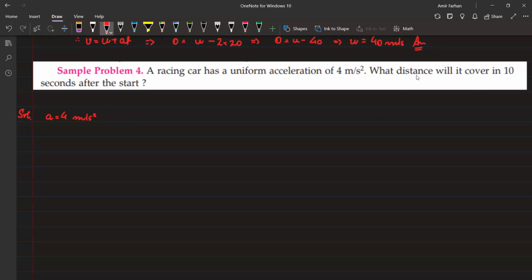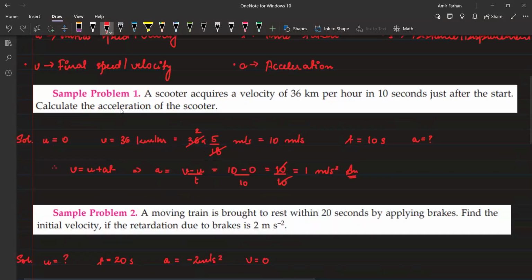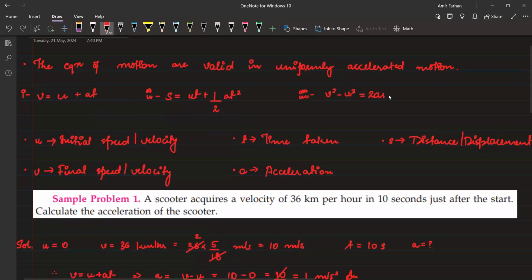What distance will it cover in 10 seconds after the start? So the question is saying start, so initial velocity should be 0, yes or no, everyone? And t should be equal to 10 seconds as given in the question. I need to calculate the distance. I have got the three quantities. Now in this question, I don't have final velocity. So I have to pick one equation in which final velocity is not given. In the other two equations, I have final velocity. In the second one, I don't have final velocity.